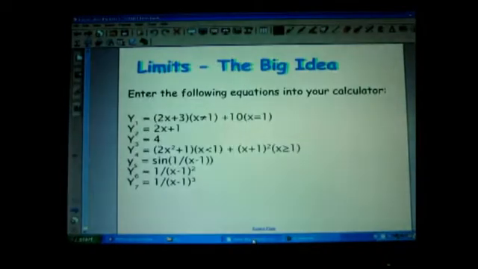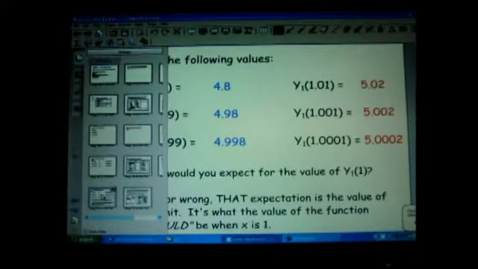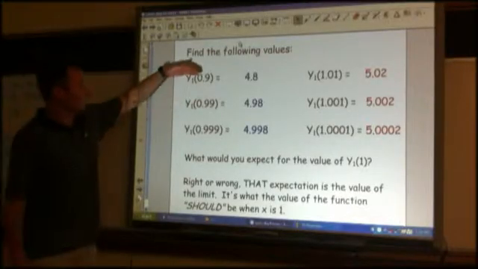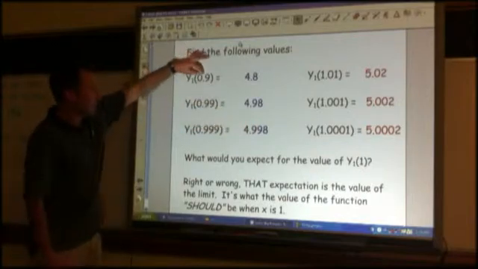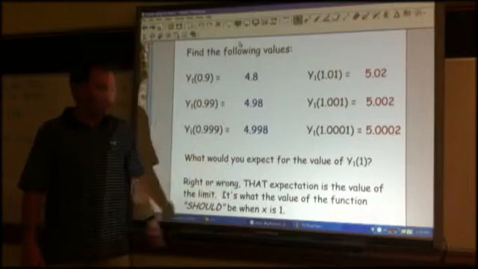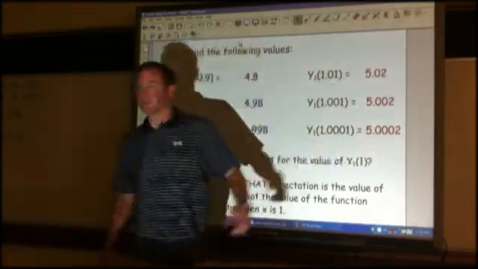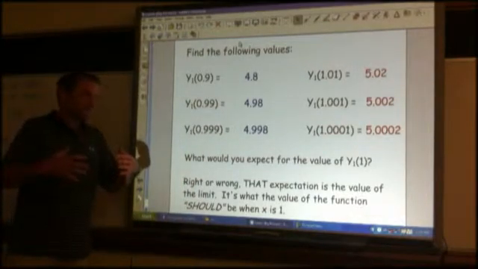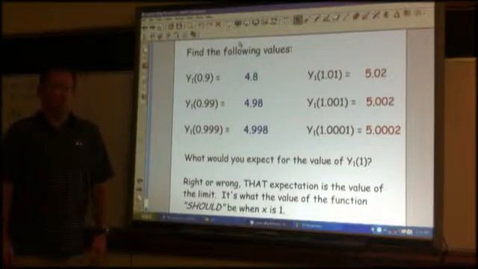If we skip ahead to one of these, it will actually show what's happening. I have all that information on here. This is what we just saw: from 4.8 to 4.9 to 4.998, as these X values get closer and closer to 1, these are getting closer and closer to 5. So if we look at this in terms of a pattern, what would you expect for the value of Y1?